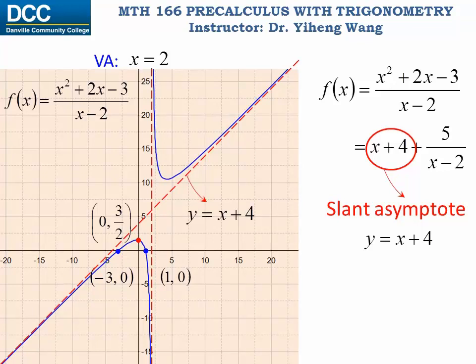So a slant asymptote is something that only rational functions with n equals m plus 1 have. In other words, if a rational function has a numerator degree that is 1 degree higher than the denominator degree, then this rational function will have a slant asymptote determined this way.